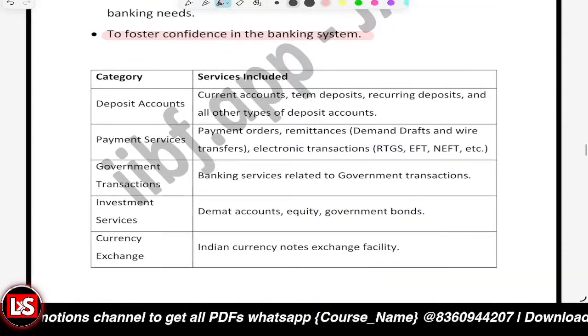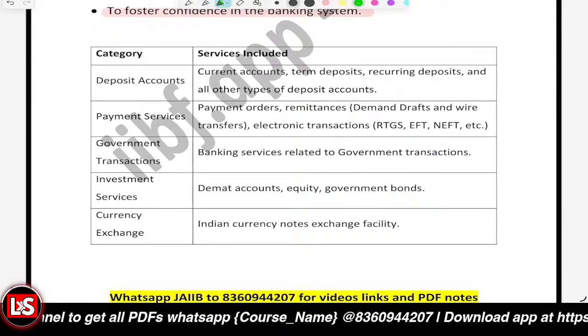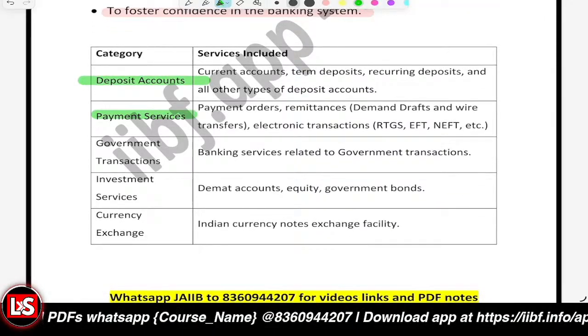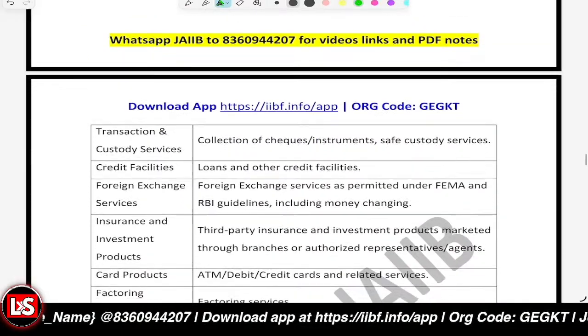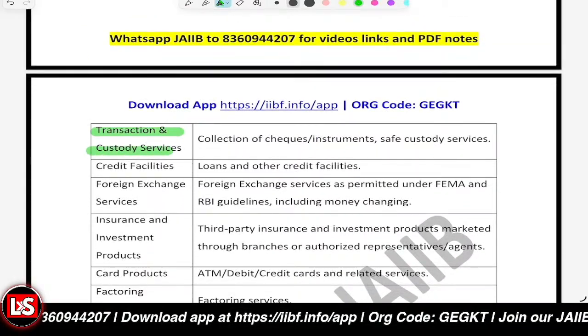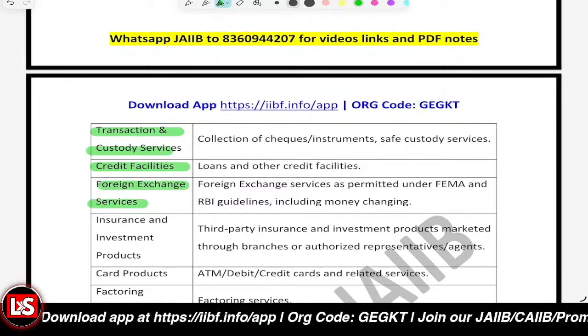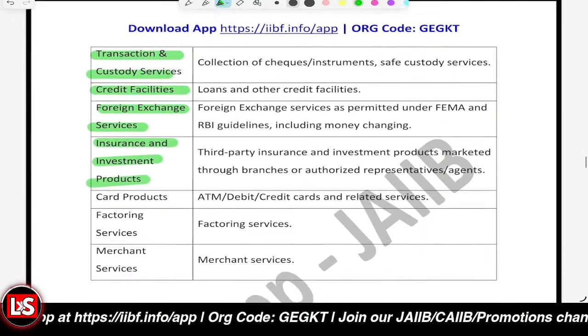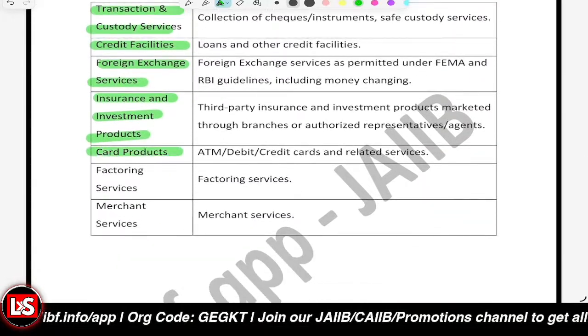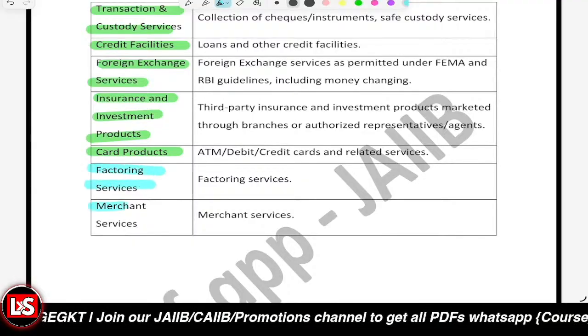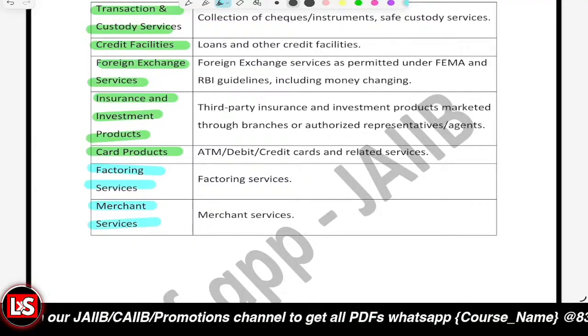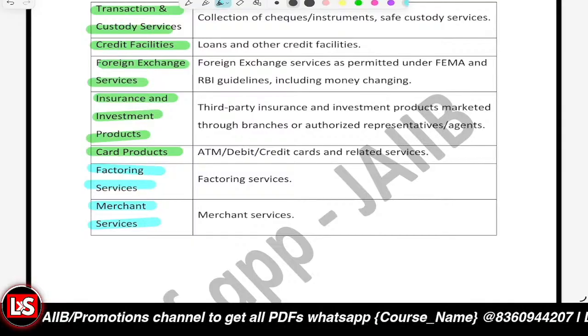And what services are covered over here? Like I told you, related to the deposit accounts, payment services, government transactions, investment services, currency exchange services, transaction custody services, credit services, foreign exchange services, insurance, investment products. Like the same we discussed, right? Those all are covered. And other than that, the factoring services and the merchant services are also covered.